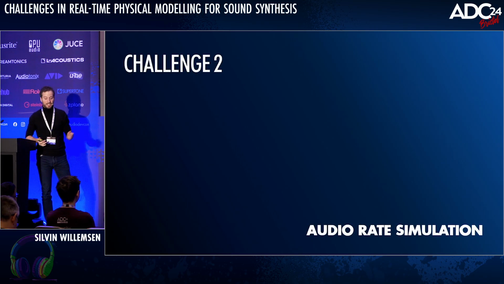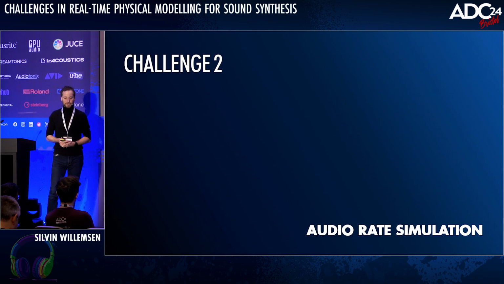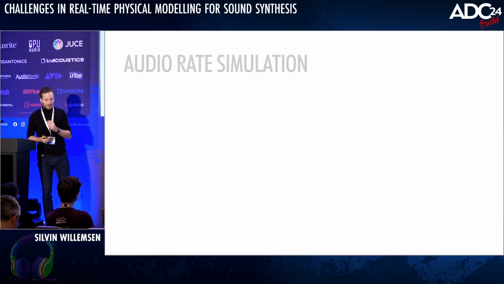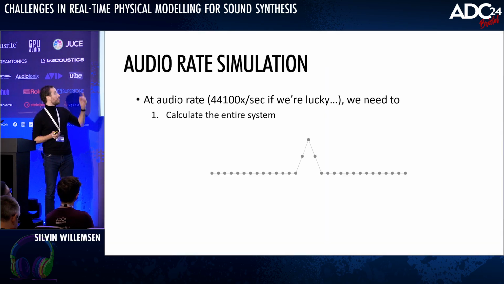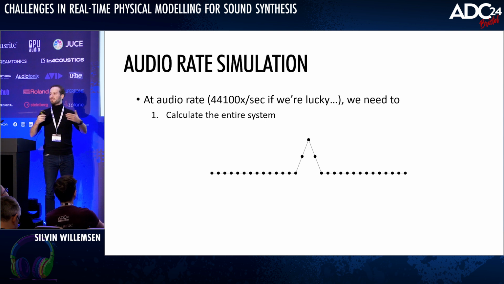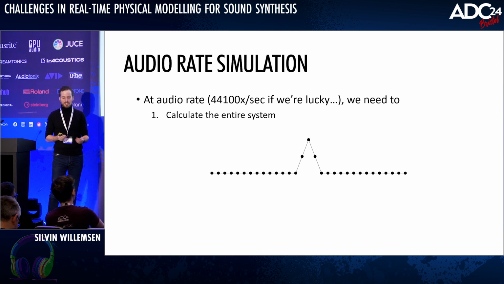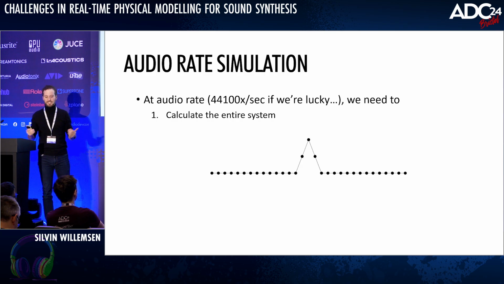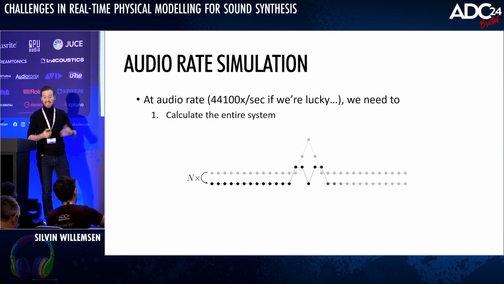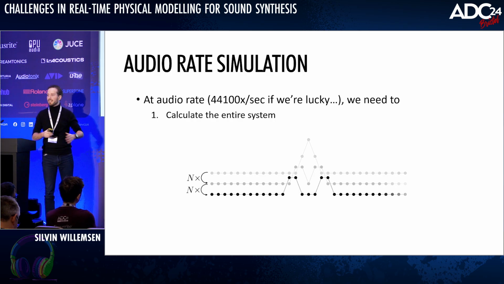All right, so the second challenge, and this is a big one because physical modeling is kind of infamous for using a lot of CPU, right? So we want to run these simulations at audio rate. So if we're lucky, only 44,100 times a second, we need to do several things. And the first thing we need to do is to calculate the entire system. So say we have a string here, maybe 30 points, or n points to be more general. Every single sample, we need to calculate these n different points. We need to update the system.